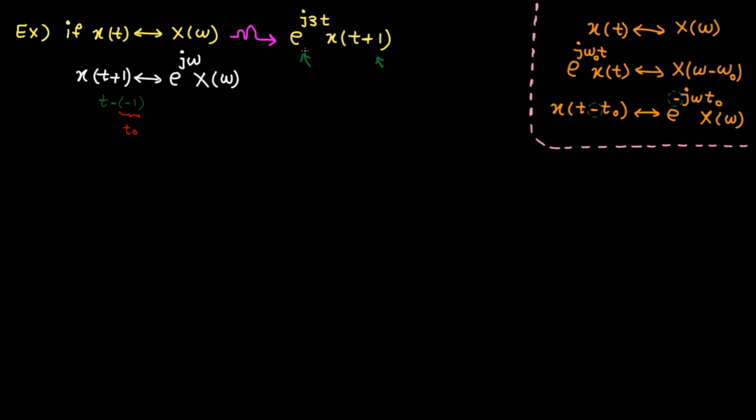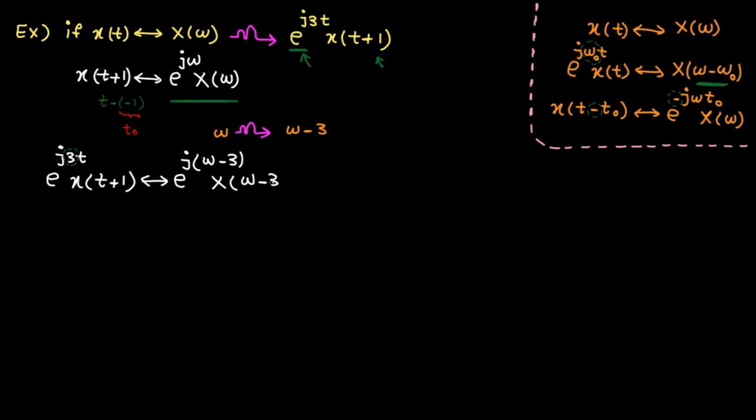The second step, multiply the signal by this complex exponential function and use the frequency shifting property where omega naught is 3. So we need to shift the frequency spectrum by omega naught, i.e. we need to replace omega by omega minus 3 in this function. Here we go. Done. Next example.